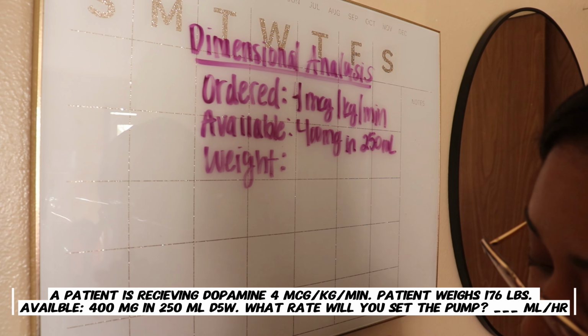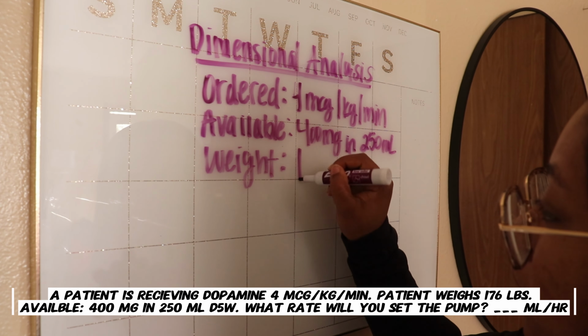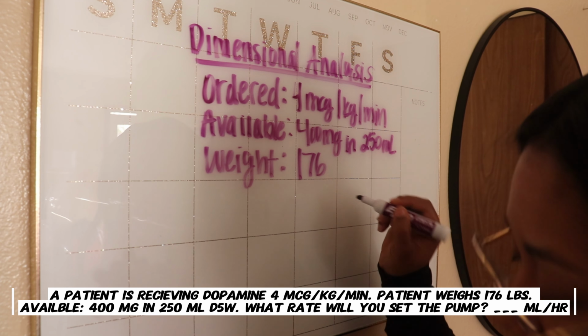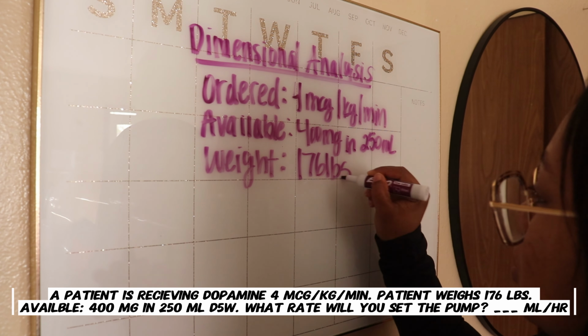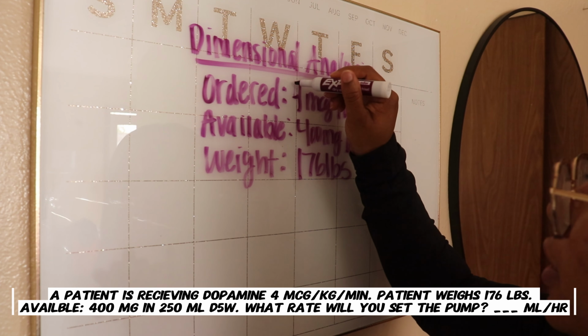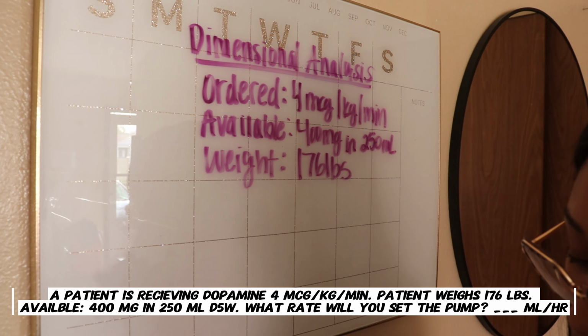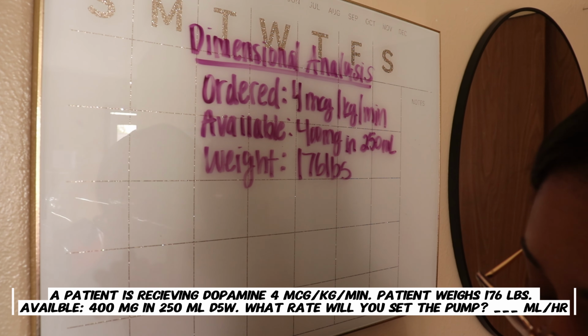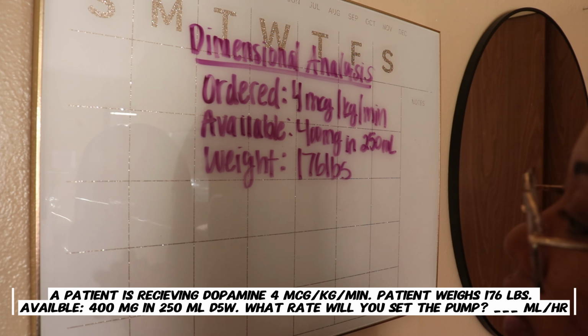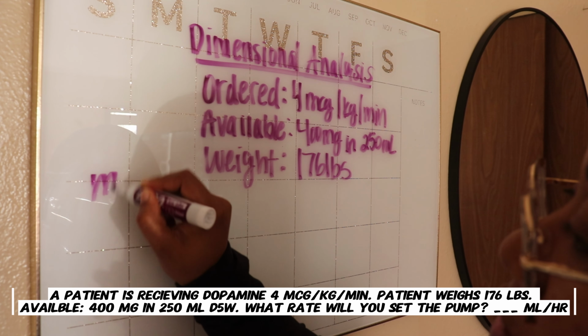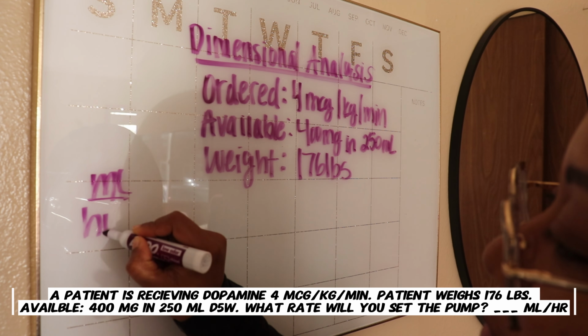Now we do have a weight, so we want to write all of our things out if that helps, or you want to circle them. So the weight is 176 pounds. We have a couple conversions we're going to have to do. Let's get to it. It's asking us what rate will we set the pump? How many milliliters per hour?